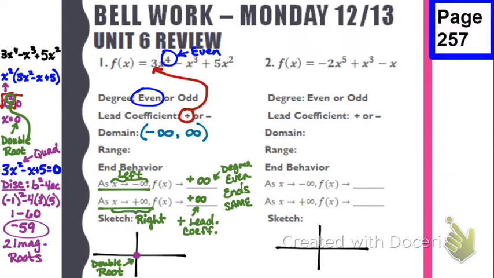Do imaginary roots touch the x-axis? No. This means no more x-intercepts. So the only place it touches the x-axis is at 0, 0. What are my n's doing? Going up. So I know that I'm not going all the way through here, right? Because it's a double root.